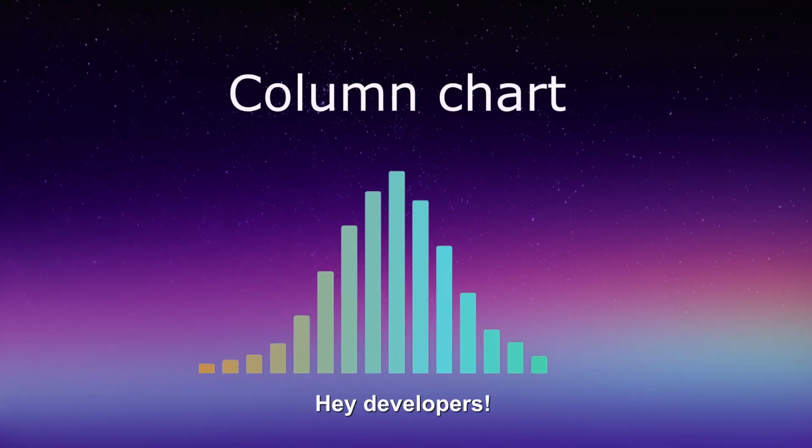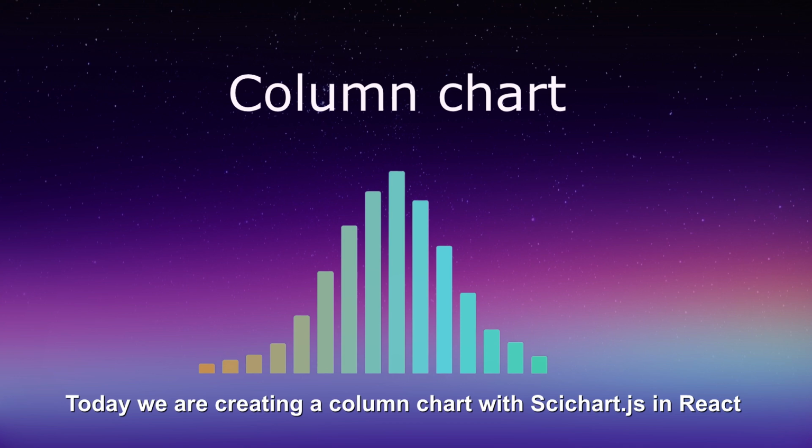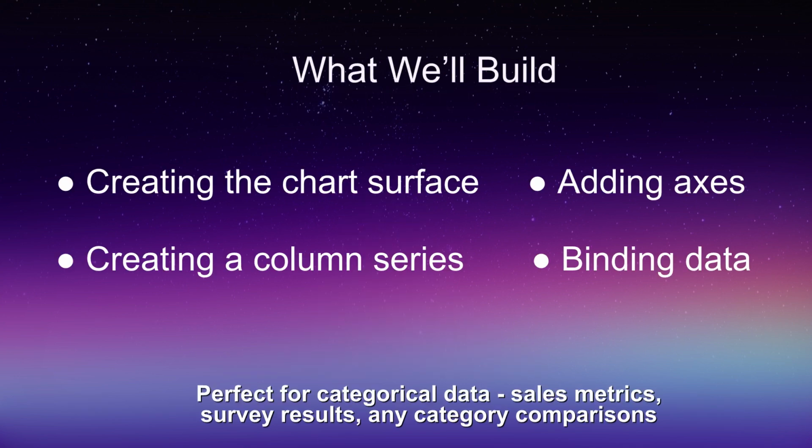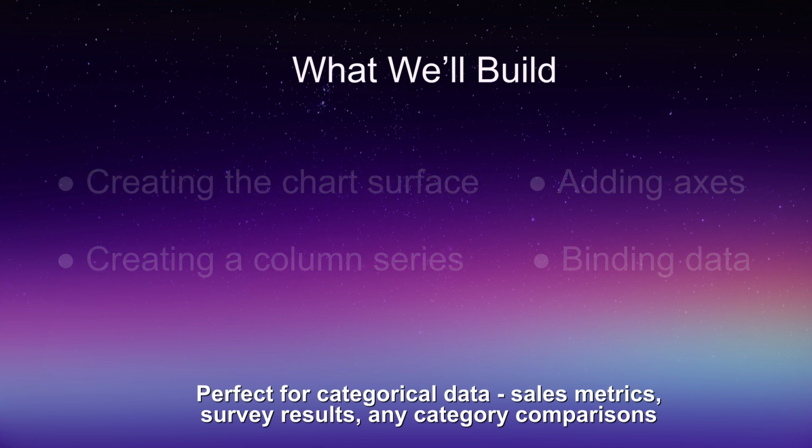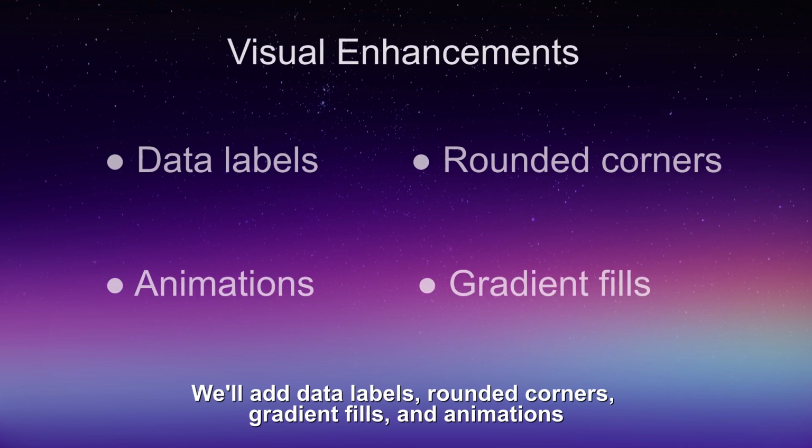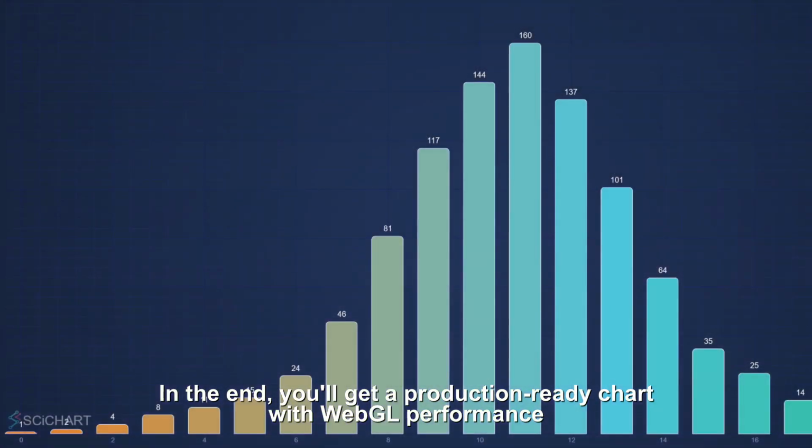Hey developers, today we are creating a column chart with SciChart.js in React. Perfect for categorical data, sales metrics, survey results and any category comparisons. We will add data labels, rounded corners, gradient fills and animations. In the end, you will get a production-ready chart with WebGL performance.